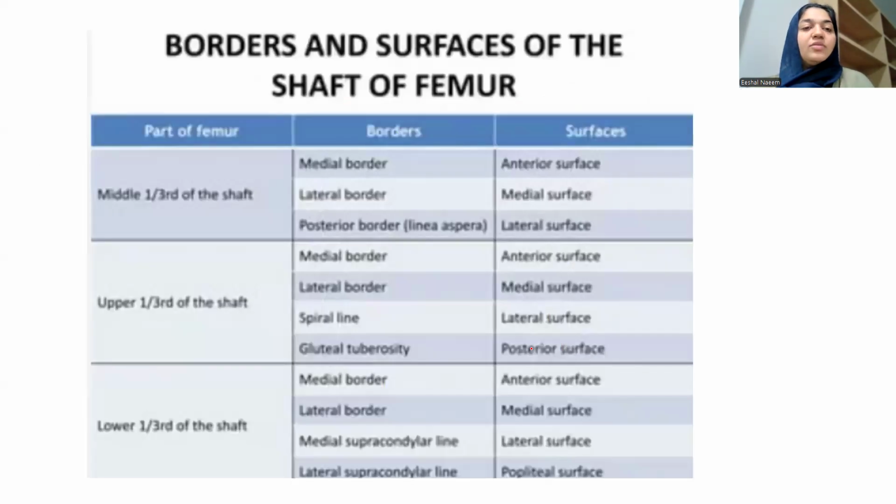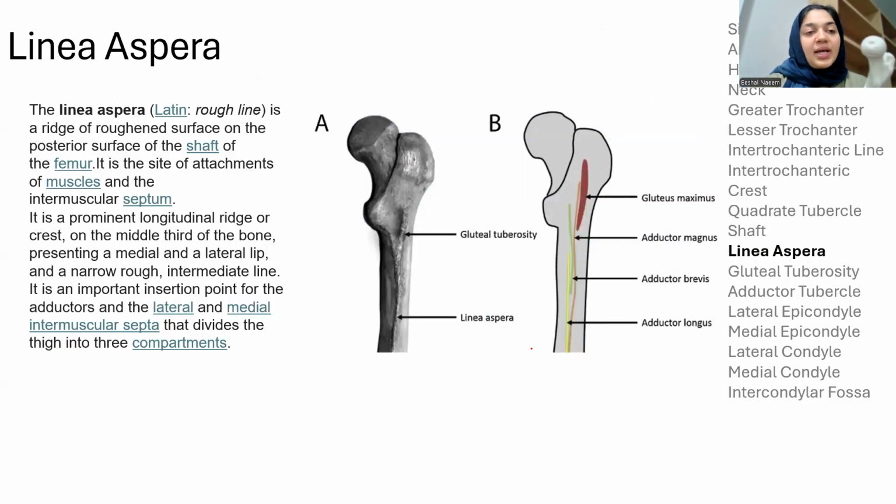The medial border and medial supracondylar line meet inferiorly to obliterate the medial surface. Okay, so this is a division of the upper one third, middle one third, and the lower one third of the shaft. Linea aspera. Now, the linea aspera is a ridge of roughened surface on the posterior surface of the shaft of the femur.